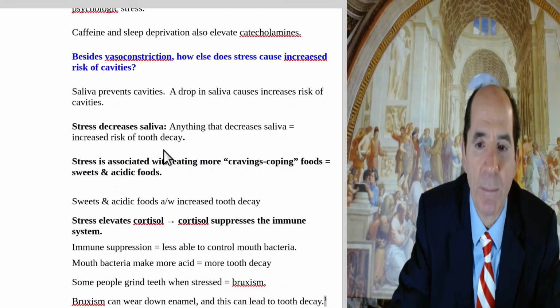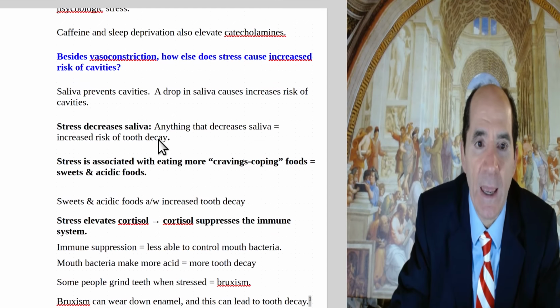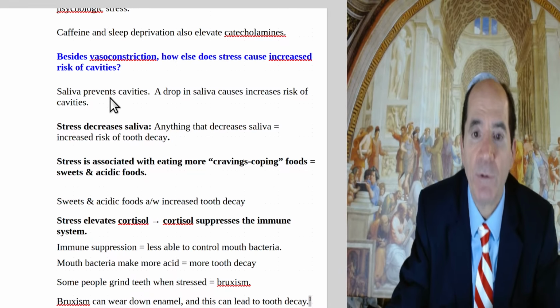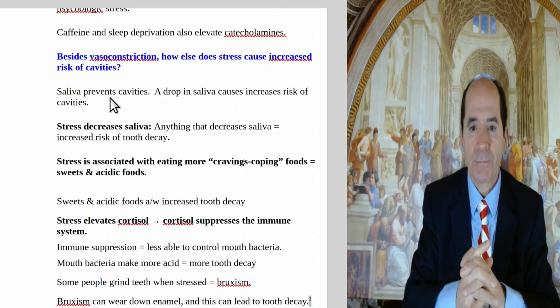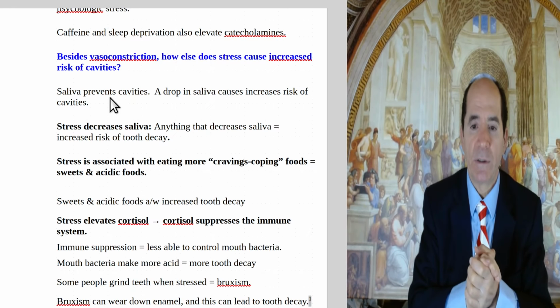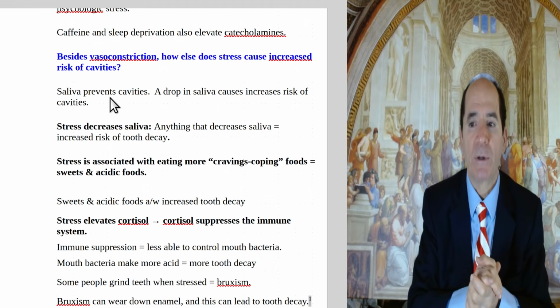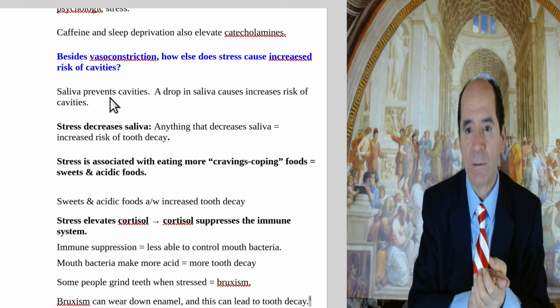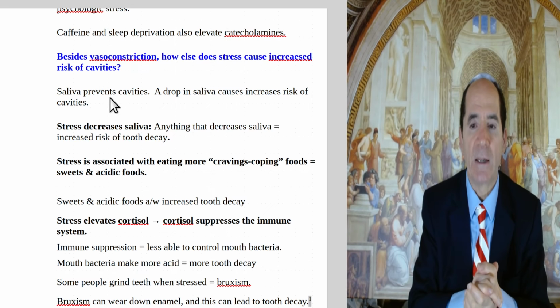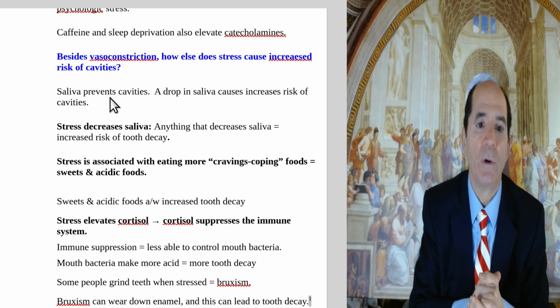All right, so let's talk about, besides stress and vasoconstriction, what else is bad for cavities? If you drop saliva production, then the mouth dries out. Your saliva is the greatest thing for protecting you from cavities. It's got antimicrobial properties that protect you from cavities. It's got a good pH on it, heading towards the basic side of things. That protects your teeth because the acid erodes the enamel.